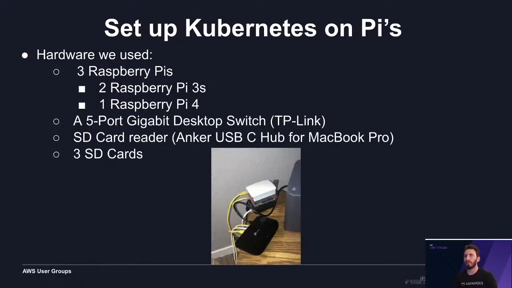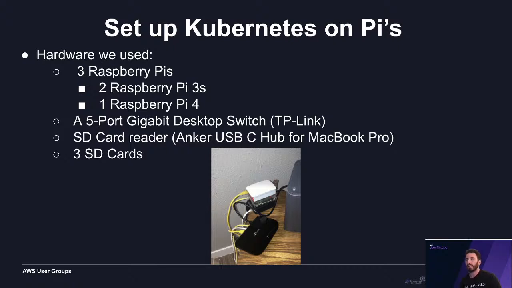So for the basic hardware components of the Kubernetes cluster, we have 3 Raspberry Pis. One of them is a Raspberry Pi 4, 2 of them are Raspberry Pi 3s. The Pi 4 is my master node, and I'll go into a little more detail on that. We use the Pi 4 as the master node because it's where the most important data of my Kubernetes cluster is going to be.